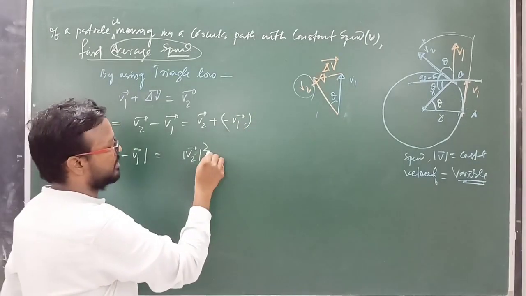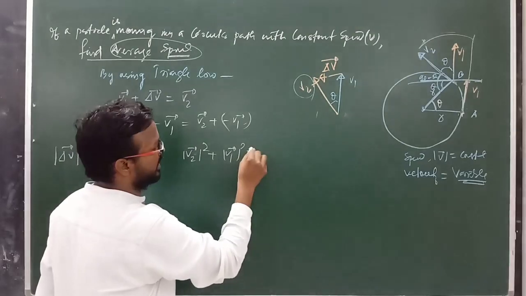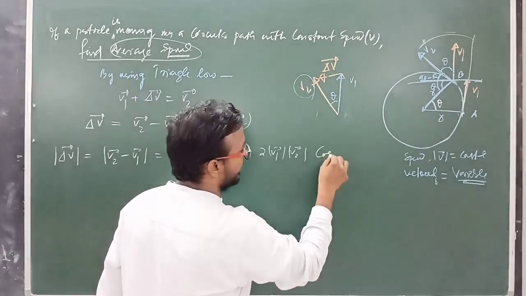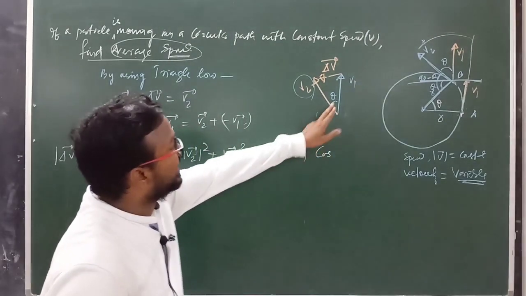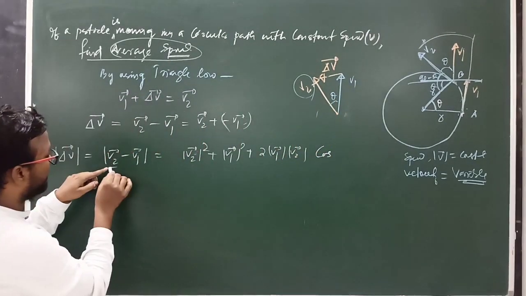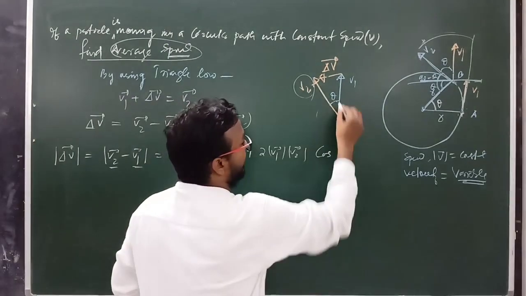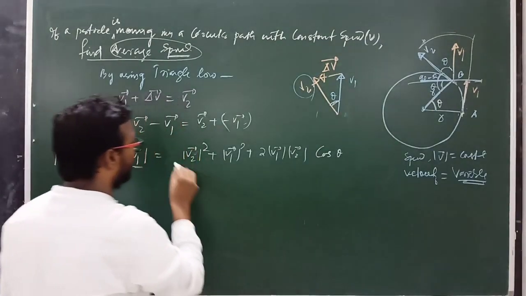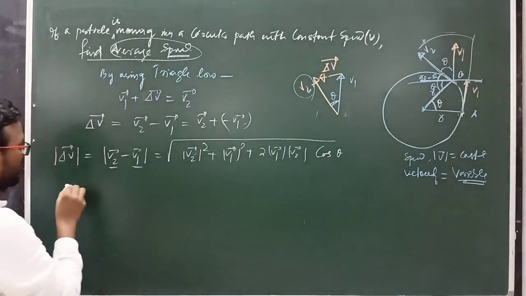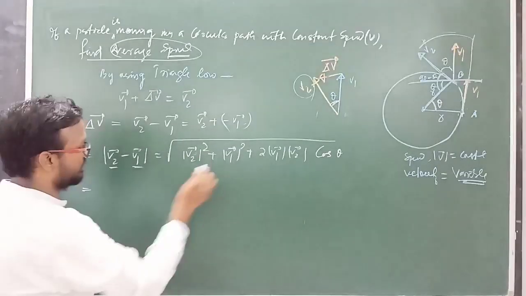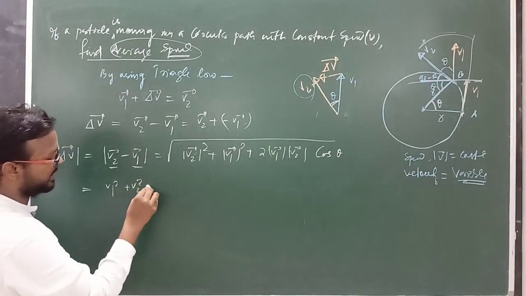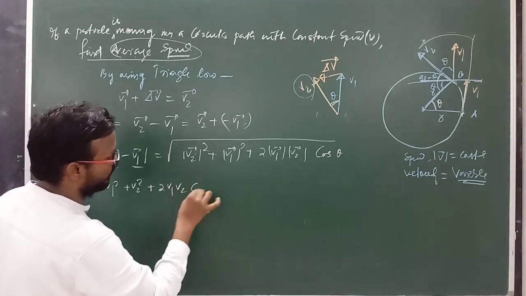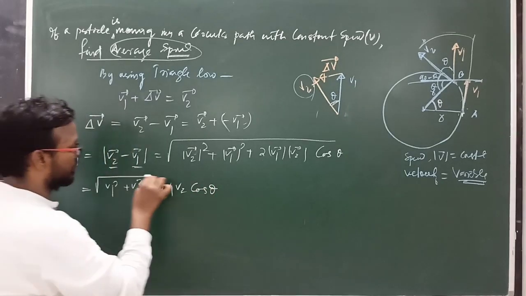This is V2 square plus V1 square plus 2 V1 V2 cos theta. And what is theta? Theta is the angle between the two vectors, V1 and V2. Clear? So you have to always remember what the angle between two vectors is. So the delta V magnitude equals V1 square plus V2 square plus 2 V1 V2 cos theta, under root.